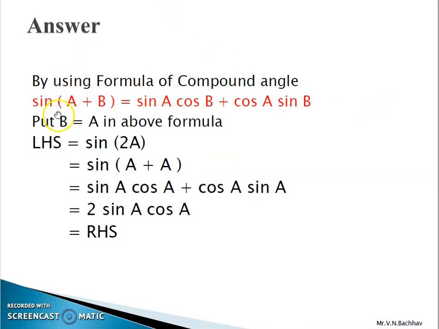Here we use the compound angle formula: sin (A plus B) is equal to sin A cos B plus cos A sin B. Here we put B equal to A, and the LHS is sin 2A. 2A can be written as A plus A, meaning sin (A plus A). We get sin A cos A plus cos A sin A. Both terms are the same, so we rewrite this as 2 times sin A cos A, which is equal to the RHS.